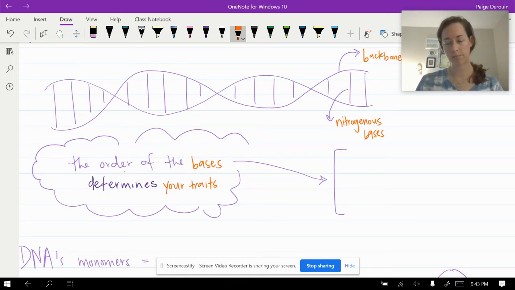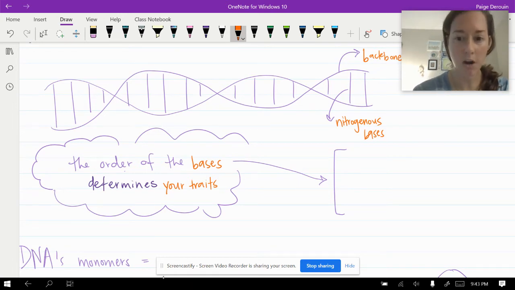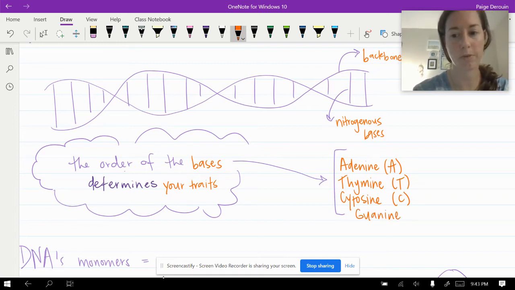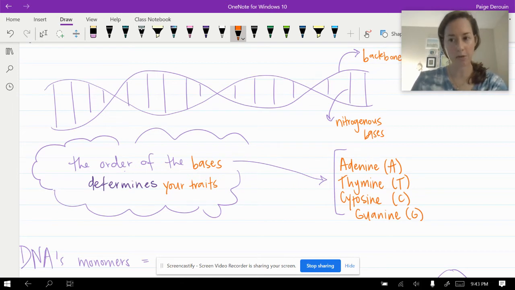There's four bases that make up your DNA. They are called adenine, which we call A, thymine, which we call T, cytosine, which we call C, and guanine, which we call G. And from now on, you can always just refer to them as A, T, C, and G. You don't have to know their full names, really. It's good to know them, but you can always just refer to them as A, T, C, and G.